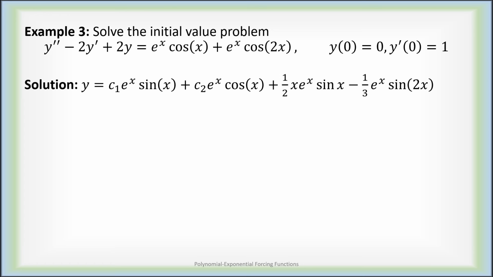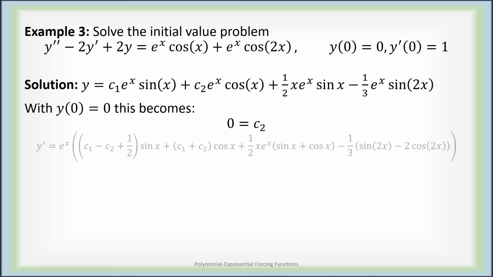First, y of 0 is 0. Well, if I plug in x equals 0 and y equals 0, a lot of stuff vanishes. All of our sine terms, for example, vanish, and the cosine of 0 is 1. So we directly get that c2 had better equal 0.